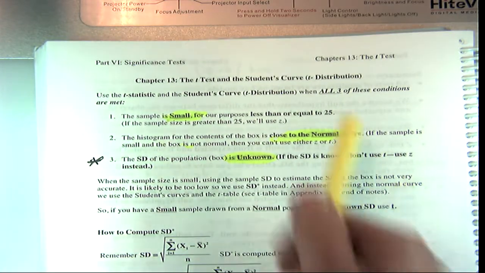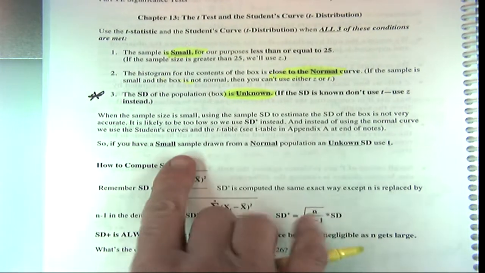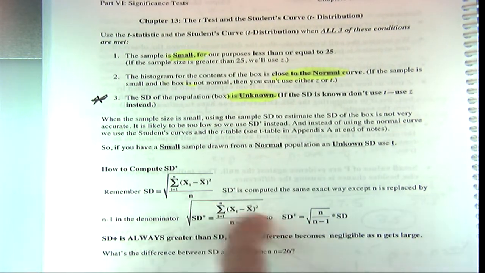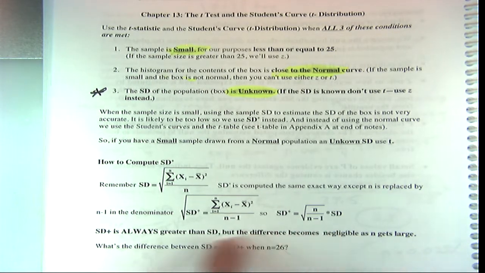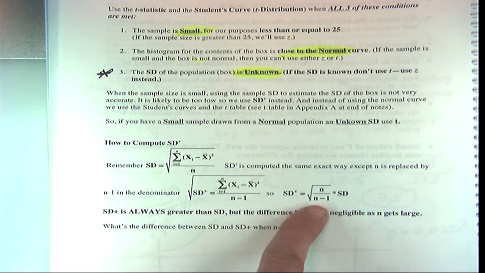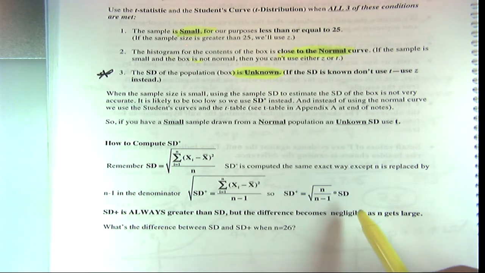All right, and what's the difference? The difference is you do make two adjustments. One, when you're computing a standard deviation, instead of dividing through by n, you divide through by n minus 1. And you get this SD+ that's always bigger than the SD, because your uncertainty is bigger, because you're estimating the SD.